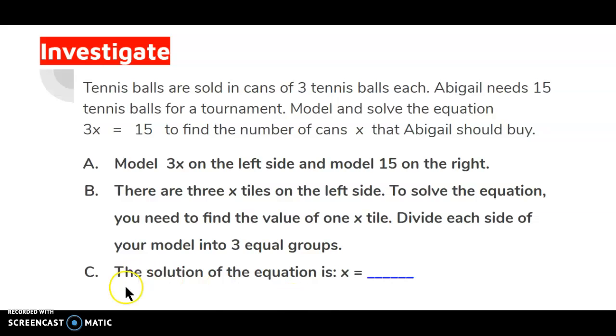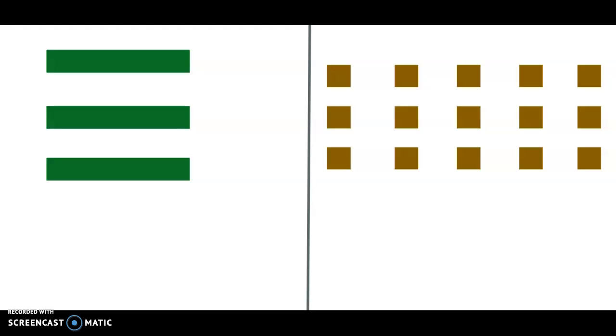So let's see what does that look like. So here you have 3 X's, 1, 2, 3 on the left. And on the right side, you've got 15 ones, right? Here's 5, 10, 15. So what I'm talking about is we want just the value of 1 of these x's. So we're going to divide our left side and our right side into 3 equal groups.